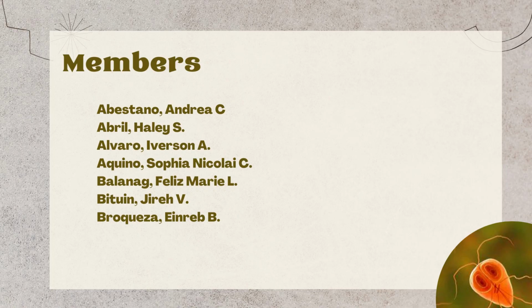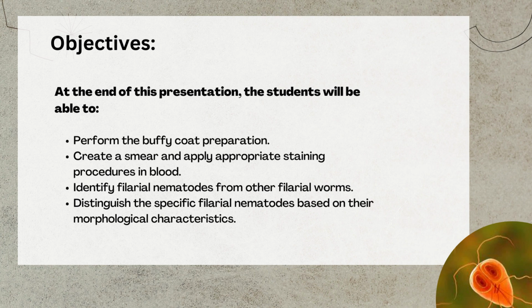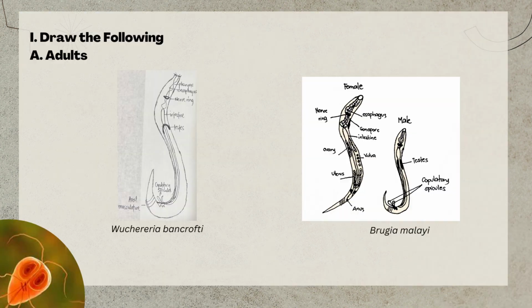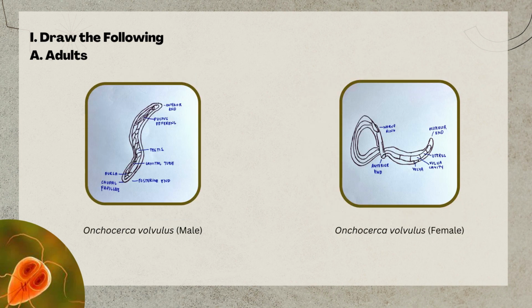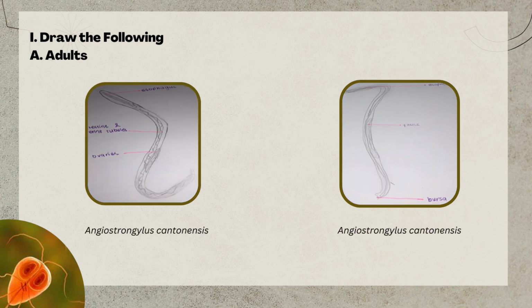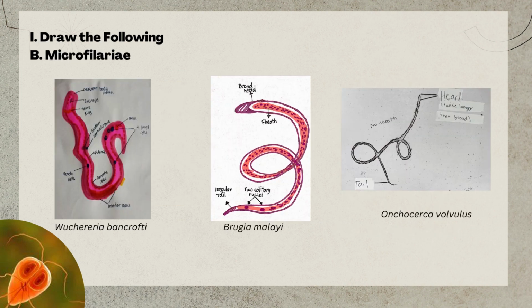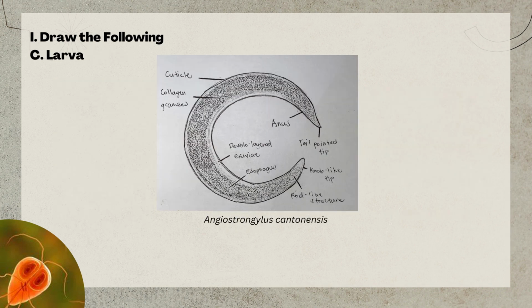Next slide shows the members in our group, and for the objectives of this presentation, the students will be able to first perform the Buffy coat preparation, second to create a smear and apply appropriate staining procedures in blood, third to identify the Filarial nematodes from other representatives, and lastly, to distinguish the specific filarial worm based on their morphological characteristics. The following slides are the illustrations of our group: Wuchereria, Brugia, Onchocerca, Angiostrongylus cantonensis adults, larva, and the microfilariae. So without further ado, let's now proceed to the first question by the next presenter.